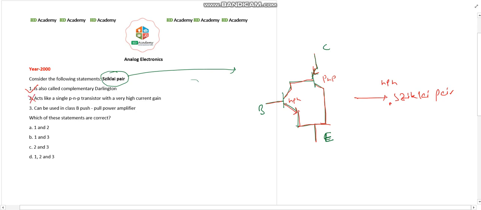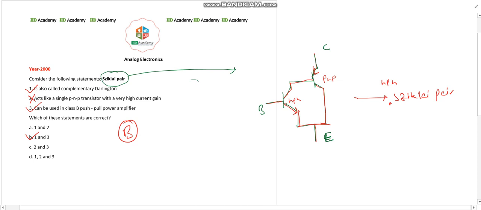Can be used in class B push-pull amplifier. Yes, complementary symmetry is used in the output stage of a class B push-pull amplifier. So option 3 is also right. So for that question, 1 and 3 is the right answer, and B is the correct answer. It's also called complementary Darlington, and it can be used in a class B push-pull power amplifier. Always remember this complementary symmetry configuration. It's very important.